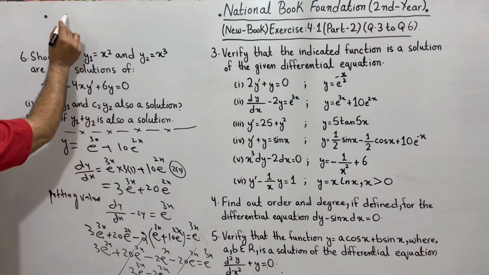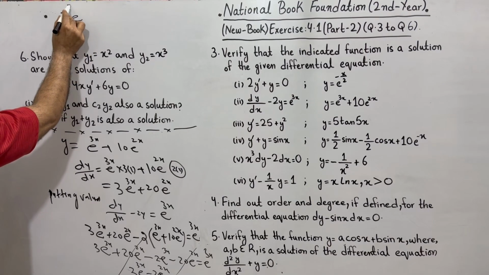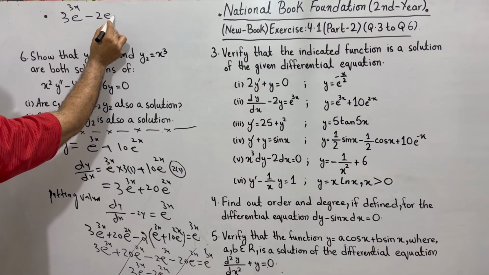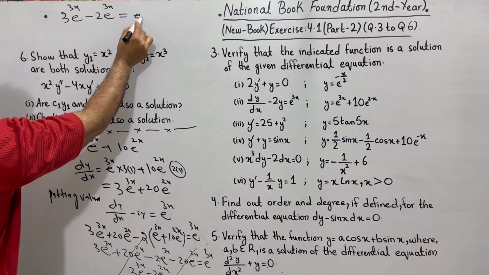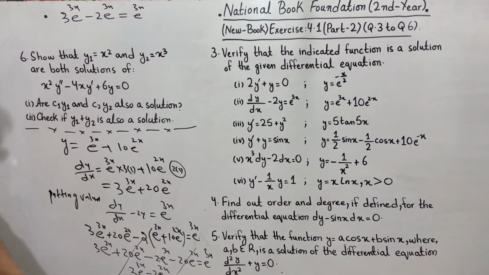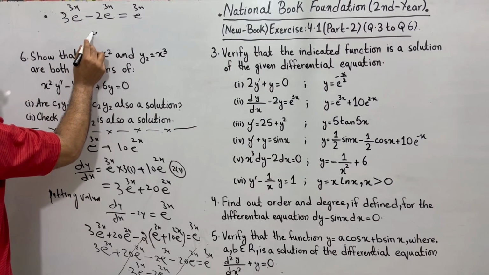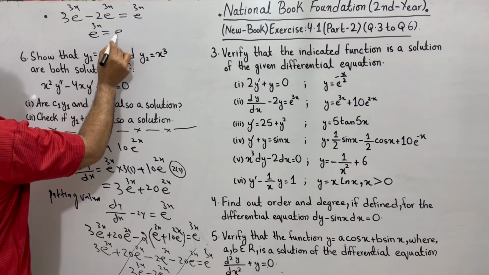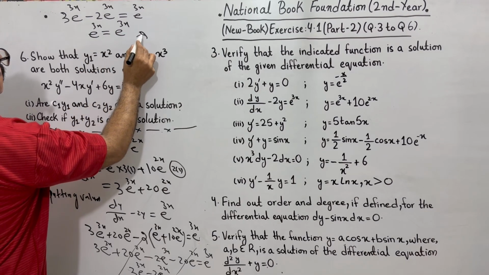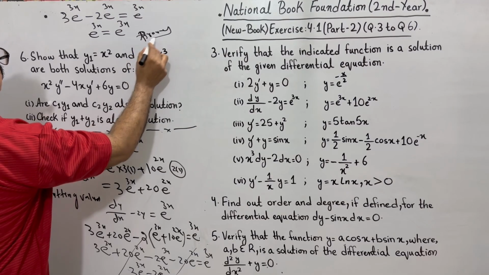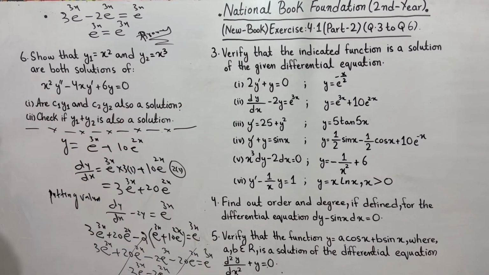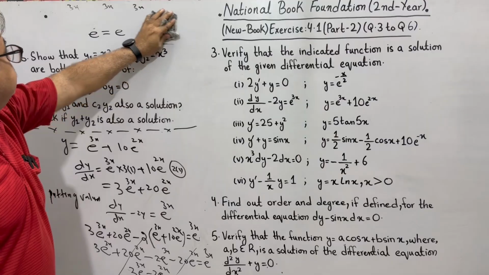Whatever remains, I am writing here: 3e^(3x) - 2e^(3x) is equal to e^(3x). Let me check. Good. Now, the difference of these two leads to e^(3x) = e^(3x). It's our verification, proved. Yes, it's a solution. Moving towards question number 2. The solution is based on a trigonometric function. That's 10.